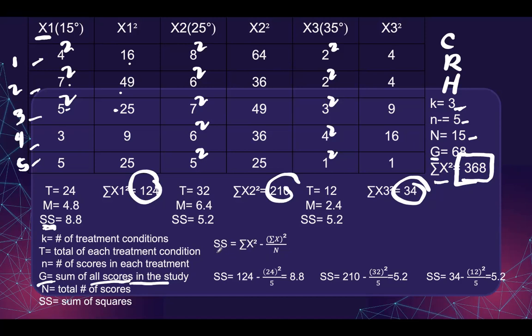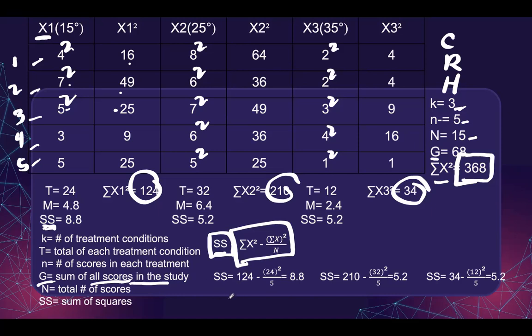Okay, to get the sum of squares of each treatment condition or each temperature, we have here the formula. The formula is the summation of the x squared minus the sum of the x squared divided by n, or the total number of scores.